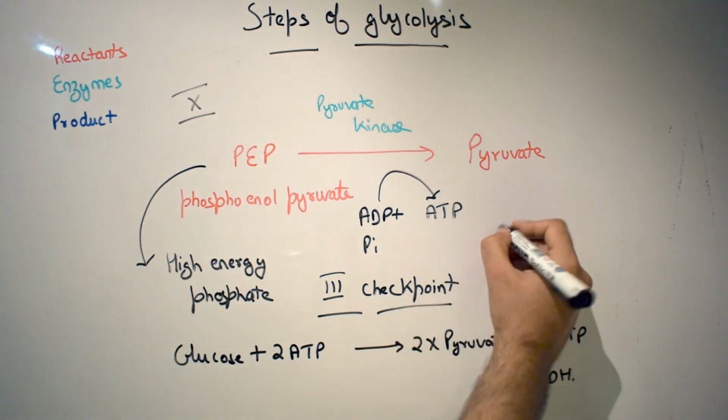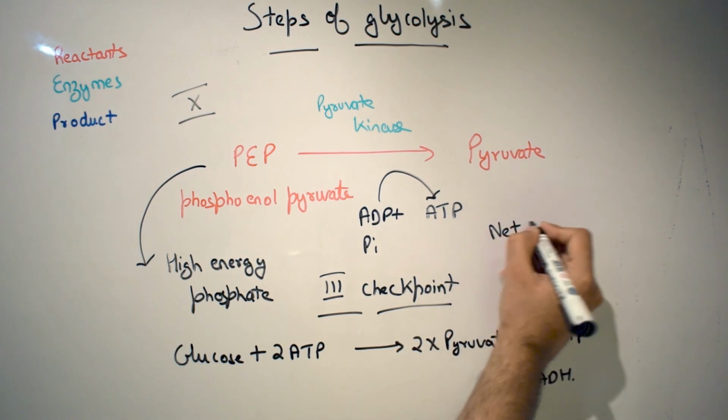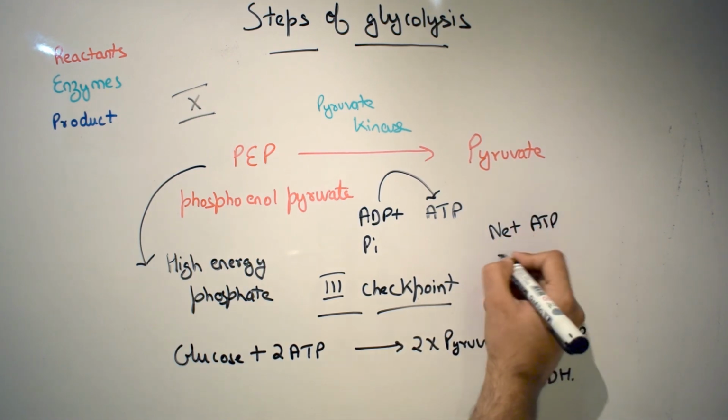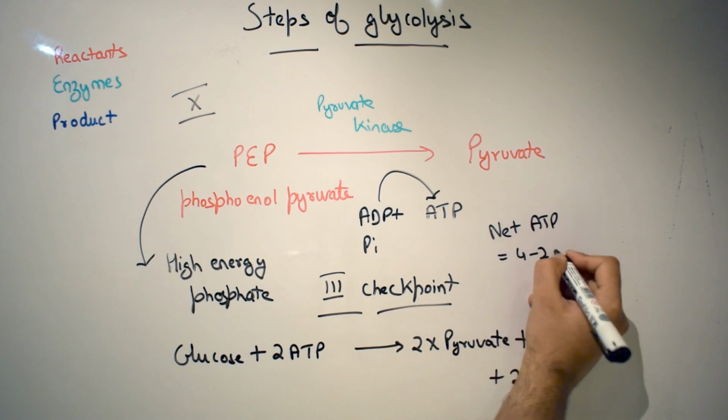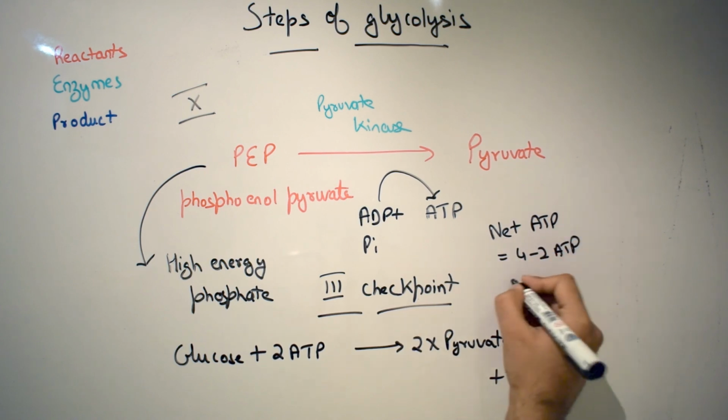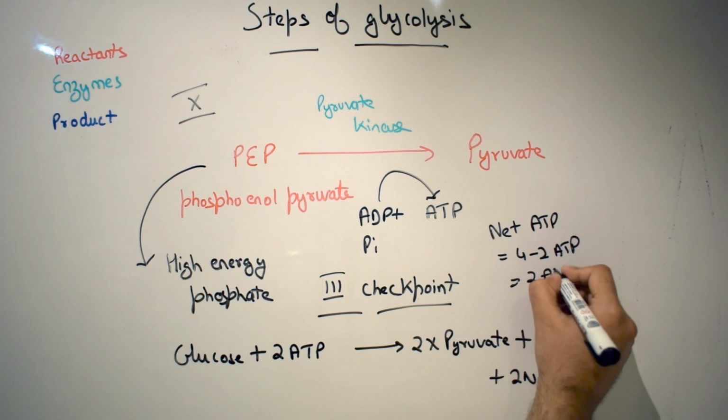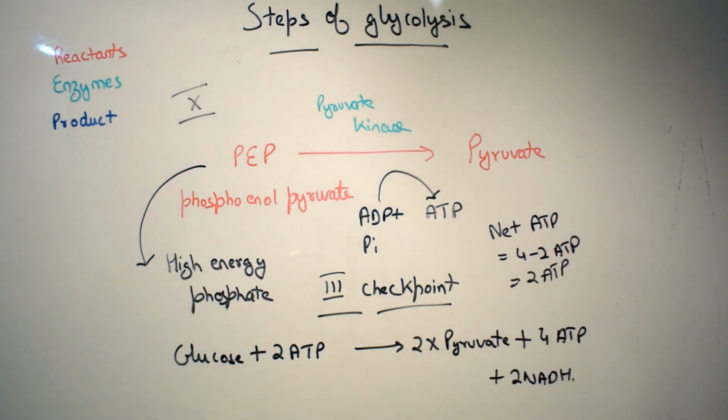Net ATP, the final ATP, is 4 minus 2 ATP, which comes out to be 2 ATPs. So this is our net ATP production after a single cycle of glycolysis. After a single breakdown of glucose, we get 2 ATP and 2 NADH, and these NADH can be used for oxidative phosphorylation as an electron donor. And this is the complete glycolysis cycle.